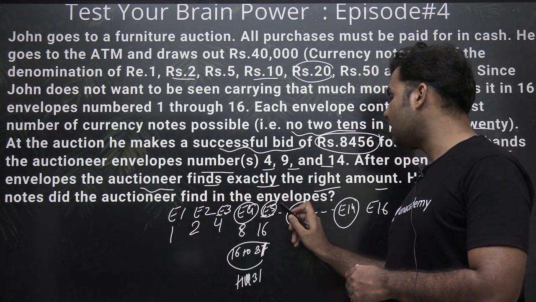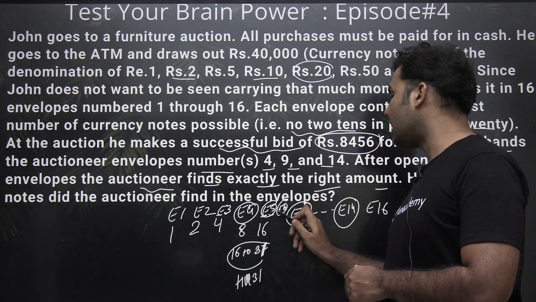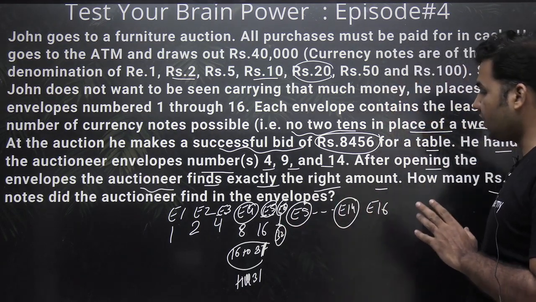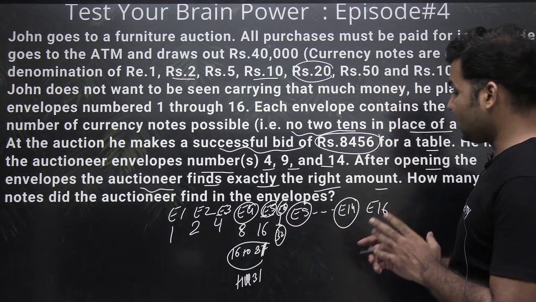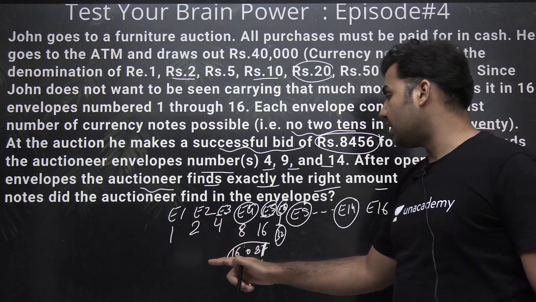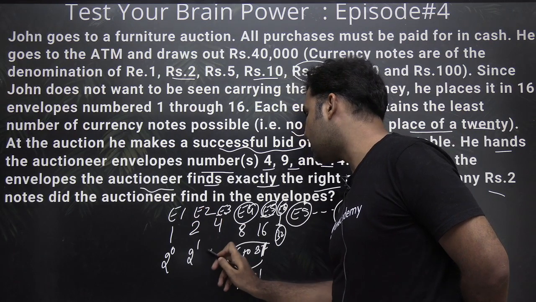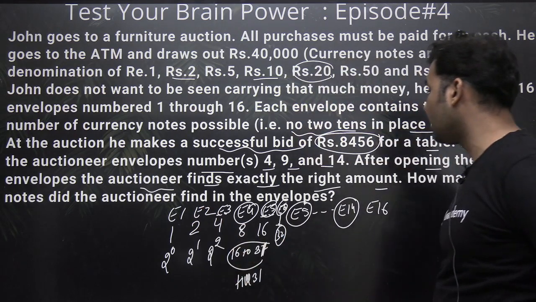So how much money will he put in envelope number 6? In envelope number 6, he will put 32 rupees and so on, right? So you can see the envelope series: this is 2 power 0, this is 2 power 1, this is 2 power 2 and so on, right?